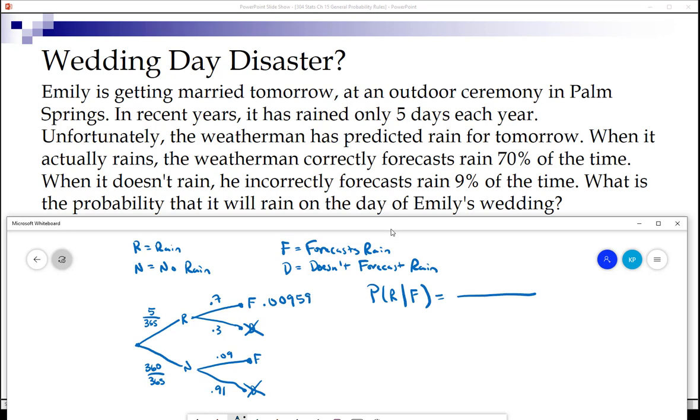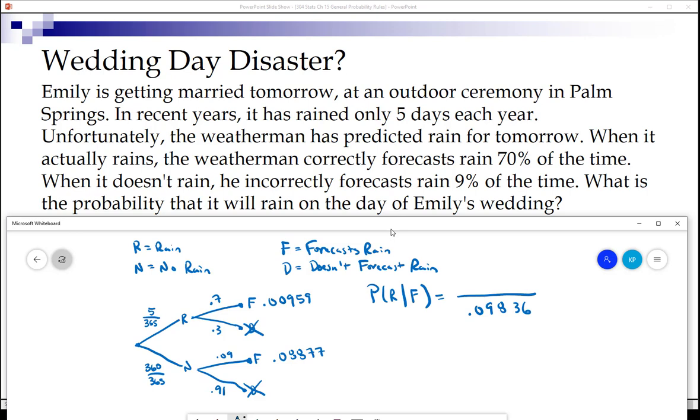What's the probability he's going to forecast rain when it actually doesn't rain? Well, that's going to be 360 divided by 365 times 0.09. That's going to give us 0.08876, or 77 if we go a few decimal places. If we add those together, we're going to get approximately 0.09836. I'm just going a few more decimal places because I want to go 3 decimal places in my answer, so I go a few more just in case.